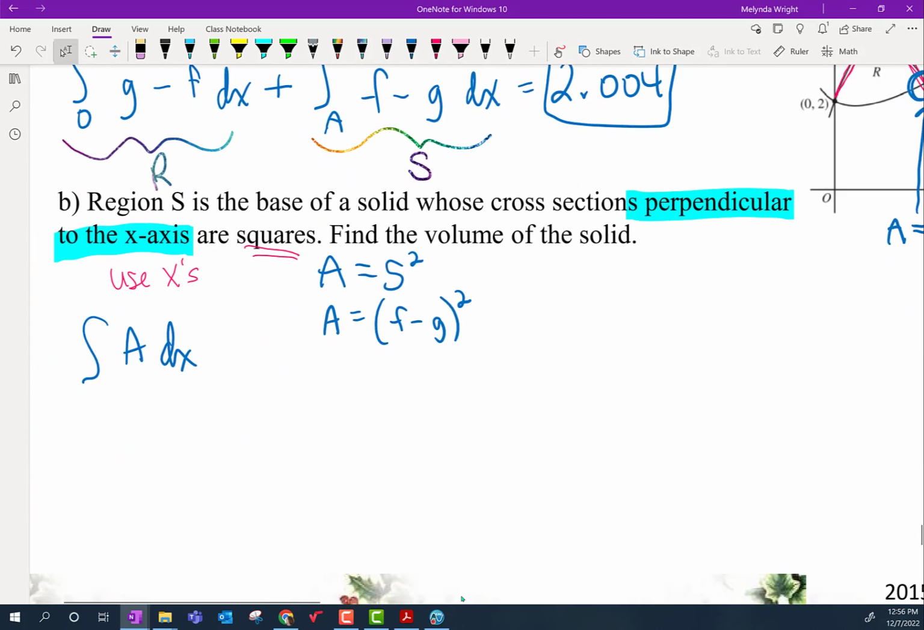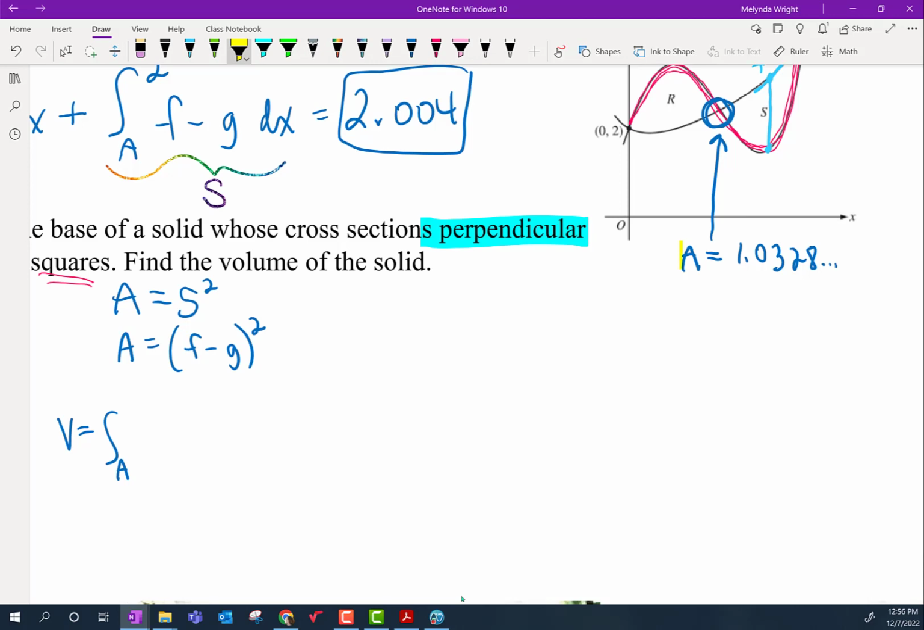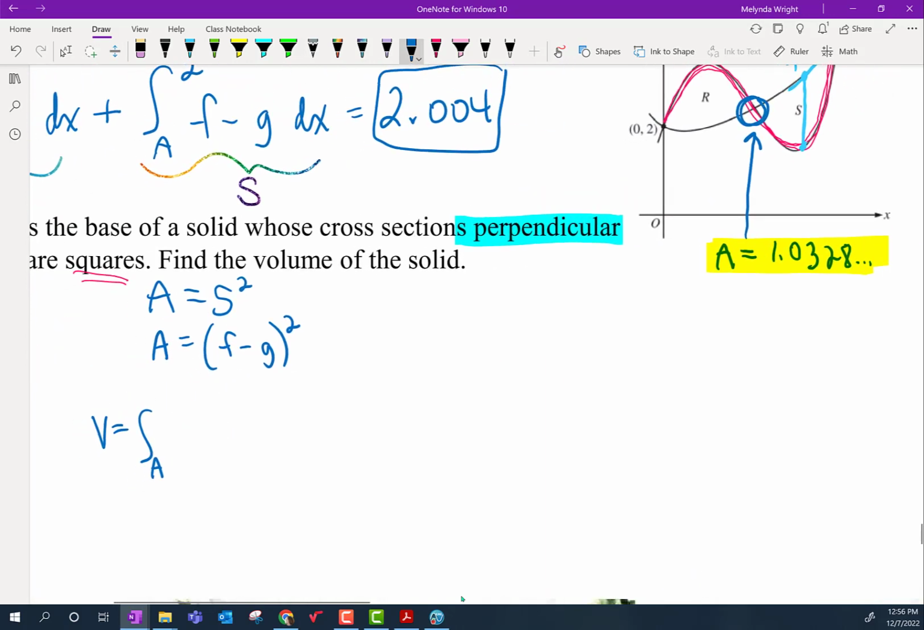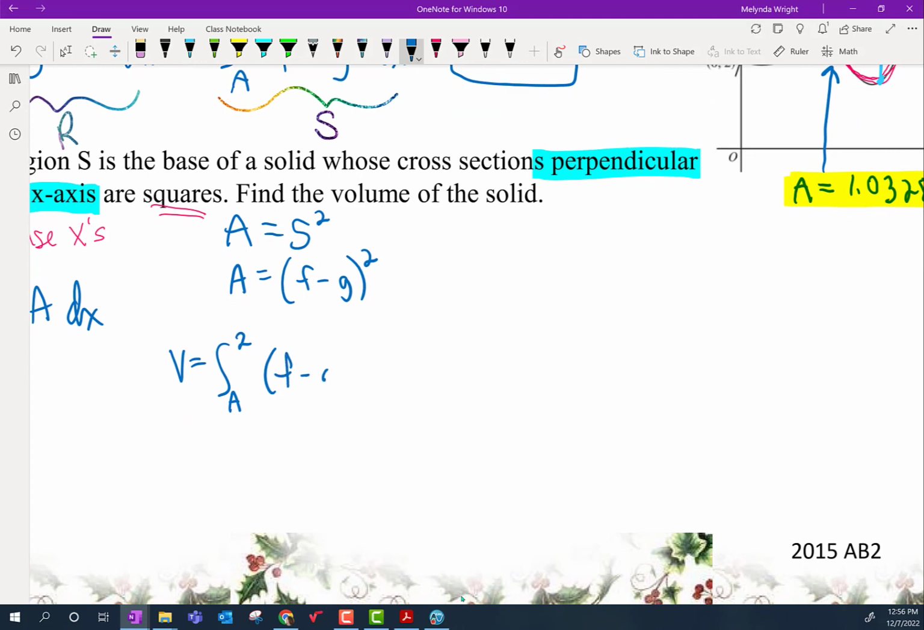Okay, so here we go. So the volume is going to equal the integral of, the beginning is our little A point, which we already put right here, so we don't have to redefine it. It's defined right here by the picture, the graph. So we're going A to 2 of F minus G all squared. Okay. So let's go back to our calculator.